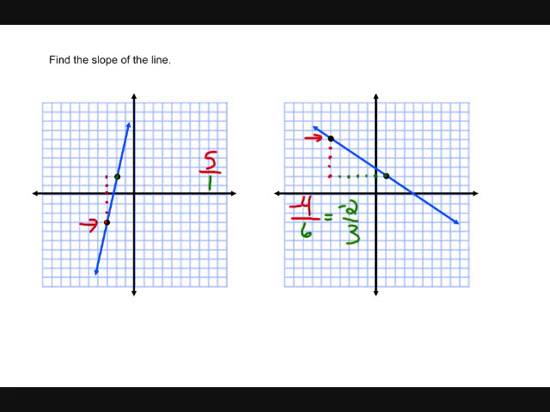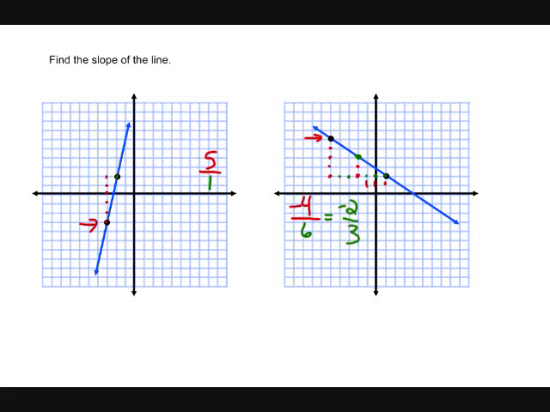And once again, if I was to find any other points on this, like right here, and I was to find the slope, you could see from that point right there that we would go down 2, and then you can see the green over 3, and we would still get a negative 2 over 3.